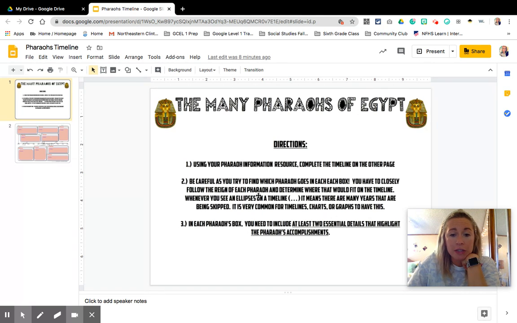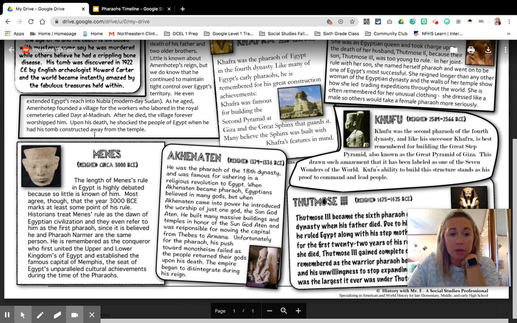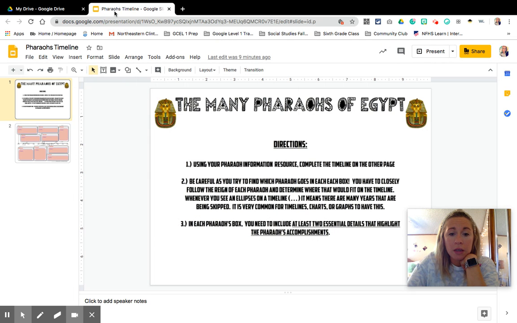Here are your directions. Like I said, you're going to use that resource. Be careful as you try to find which pharaoh goes in each box. You have to closely follow the reign of each pharaoh, right under their name, and determine where that would fit on the timeline. Whenever you see an ellipsis on a timeline, it means that there are many years that are being skipped. It's very common for timelines, charts, and graphs to have this.